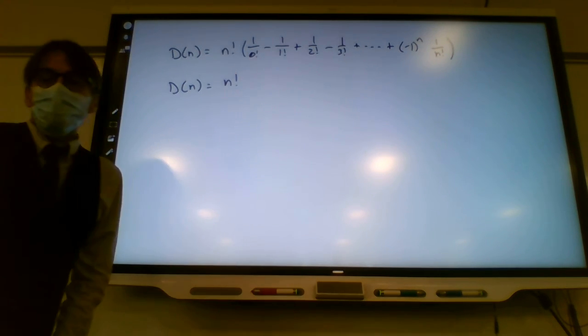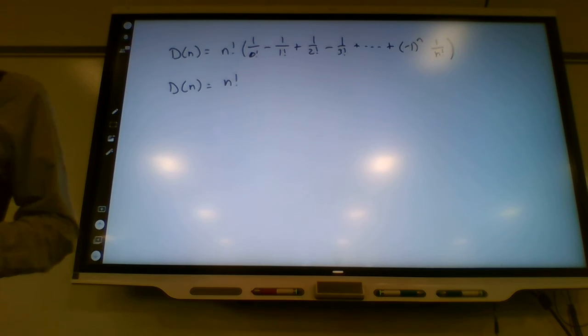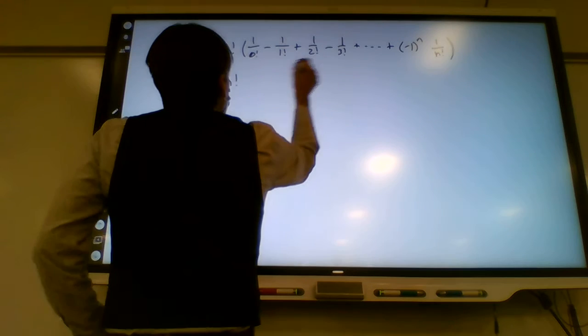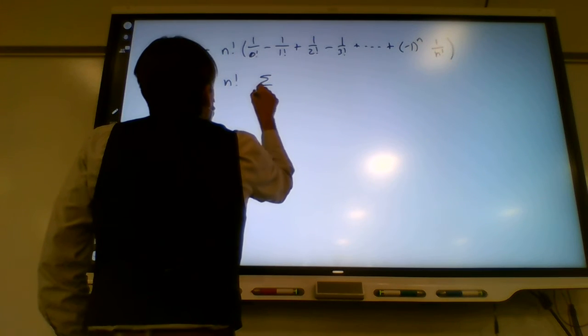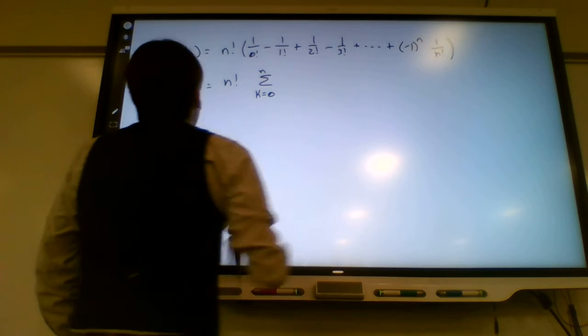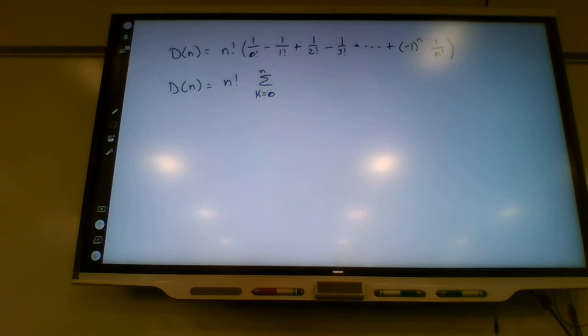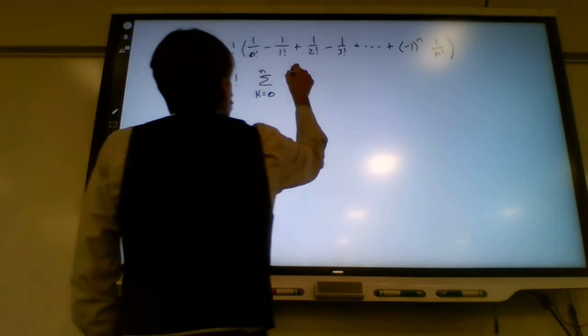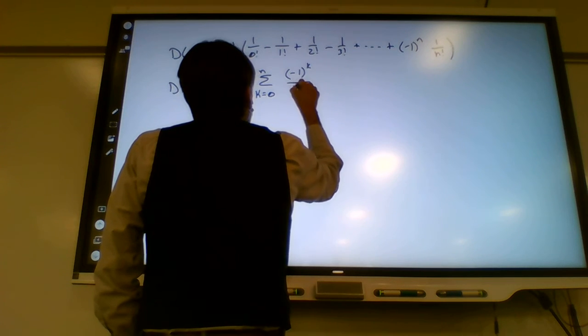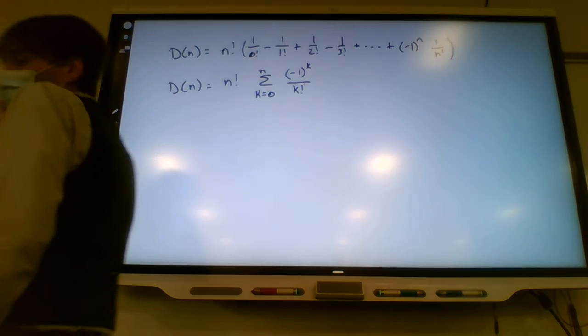Well, what's happening in there is we really have a summation where k is starting at 0 and going to n, where k is some counter. And what are the pieces? The pieces are negative 1 to the k power over k factorial.